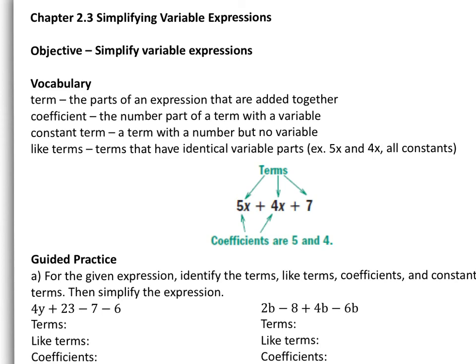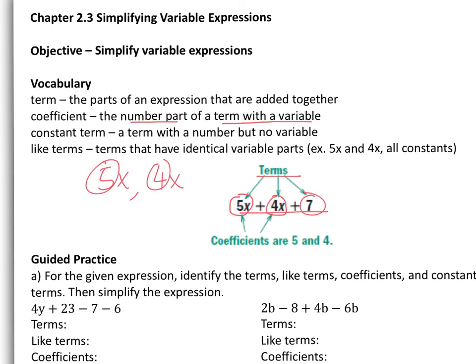5x plus 4x plus 7. So each of these, we call them terms. Coefficient. Coefficient means the number part of a term with a variable. So for example, in this expression here, we have 5x and 4x. 5 and 4 are the coefficients.